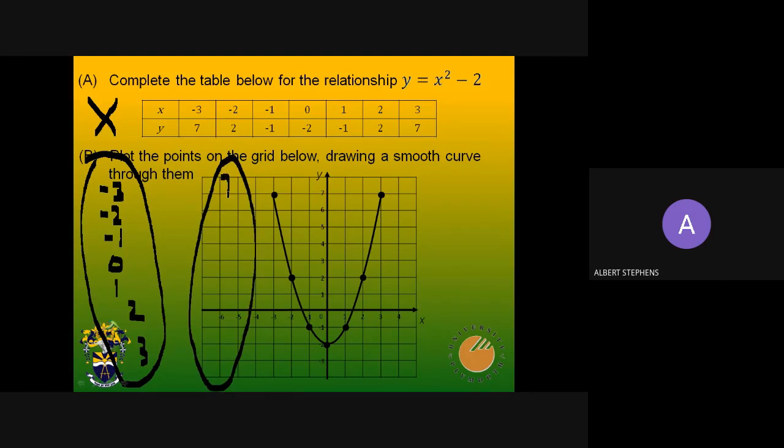That will be what? 7, 2, -1, -2, -1, 2, and 7. All right. And then you just draw some lines going that way. So -3 maps to 7, -2 maps to 2, -1 maps to -1, 0 maps to -2, etc., etc.